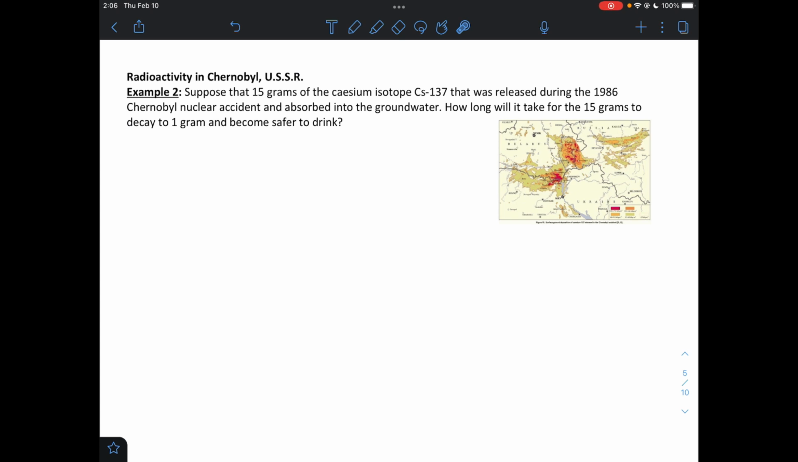All right, number 2. Suppose 15 grams of the cesium isotope CS-137 was released during the 1986 Chernobyl nuclear accident and absorbed into the groundwater. How long will it take for 15 grams to decay to 1 gram and become safer to drink?